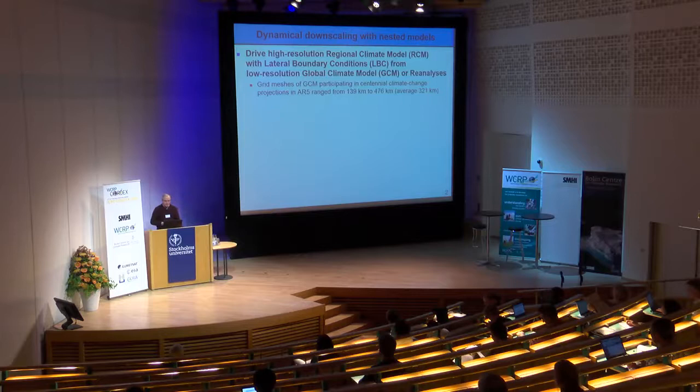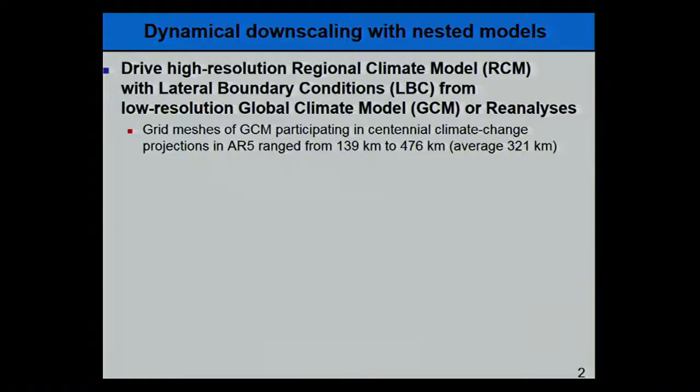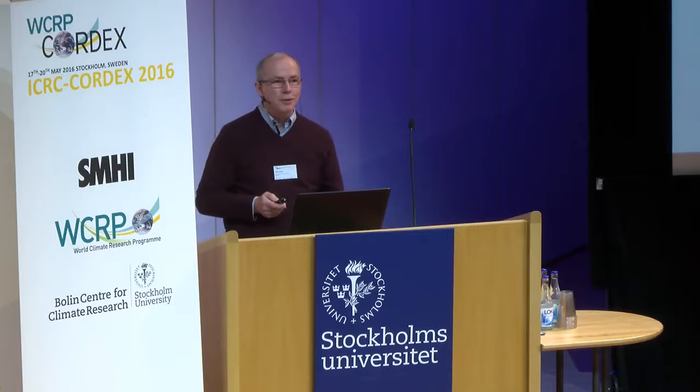It's good to remind ourselves that still today, despite the increase in computing power, global climate models still have fairly coarse meshes. I made this little statistic about the last AR5: centennial climate change projections were made with models whose grid mesh spans values from 139 kilometers to 476, for an average of 321 kilometers. You'll note that these numbers are much larger than what you often hear or read in papers, and that's because people confuse all models together.